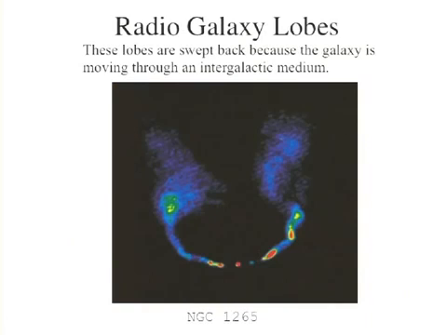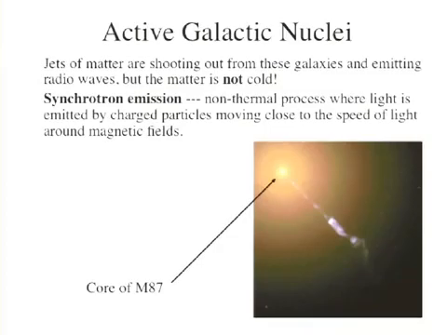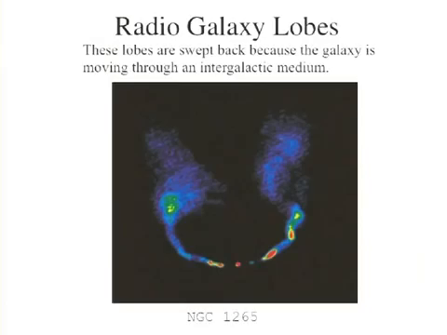Here's another object. Here's a galaxy, and it blows out two jets, but the galaxy is moving this way. These jets are pulled back because it's moving in a medium of hot gas around it. They're swept back because the galaxy is moving through the intergalactic medium. Gorgeous picture. A nearby galaxy. Those are some of the radio lobes.